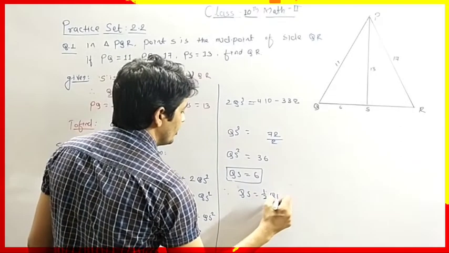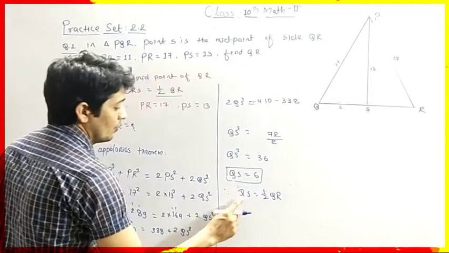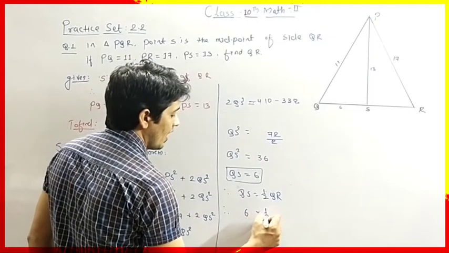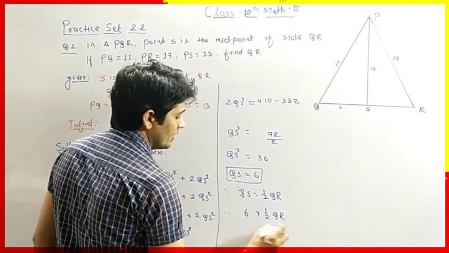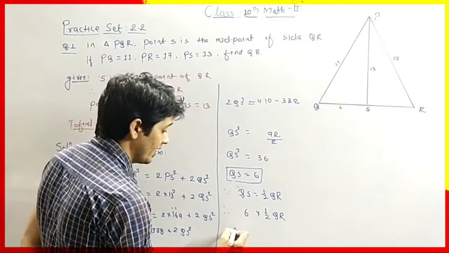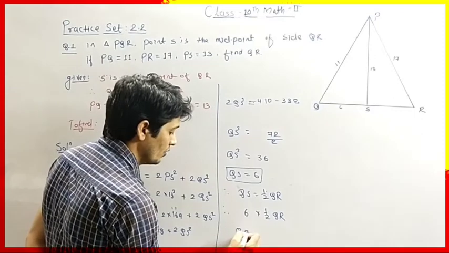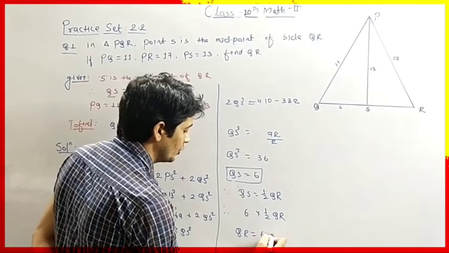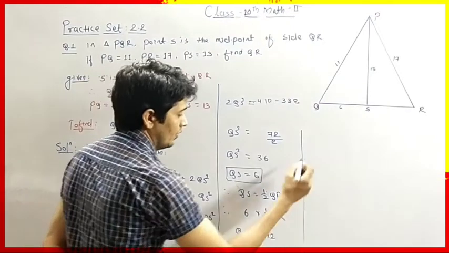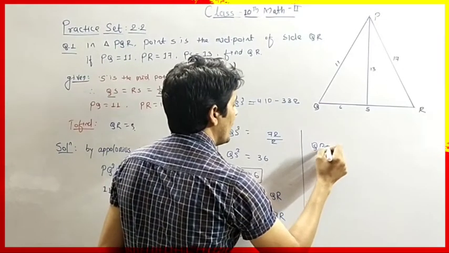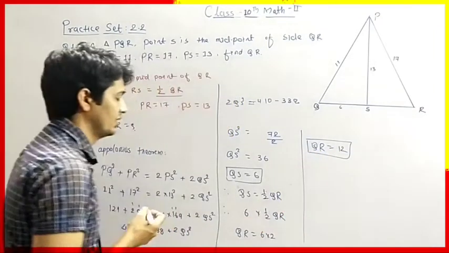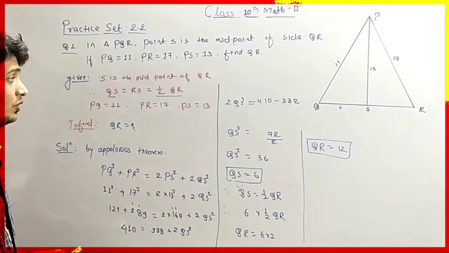Therefore, what is QS? It is 6. So we have to write 6 equals to half of QR. See, now the divide by 2 here will come to the other side in multiply. So what we can write? We can write QR equals to 6 into 2. 6 into 2 is 12. Therefore, QR equals to 12. So this is our answer. Okay. So we have the answer.